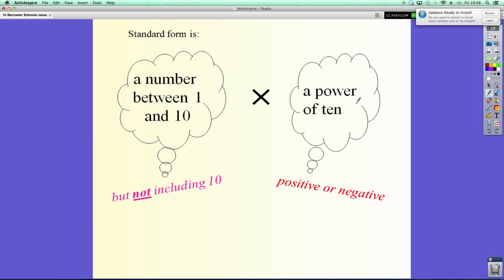Right, so standard form. In order for us to be able to write standard form, we need to know that standard form has to follow two very strict conditions. One, we need a number between 1 and 10, but not including 10. So 10 is excluded. Times a power of 10. So like we did before, 10 to the power 6, 10 to the power 5, or whatever.